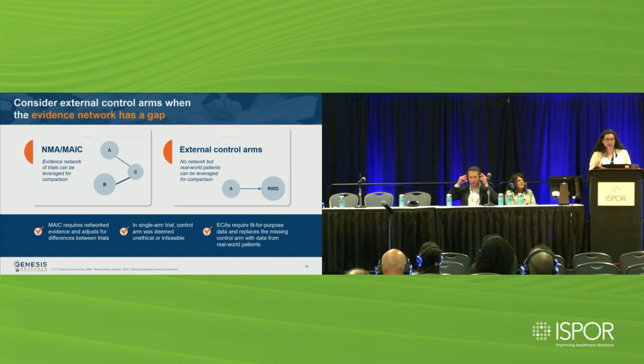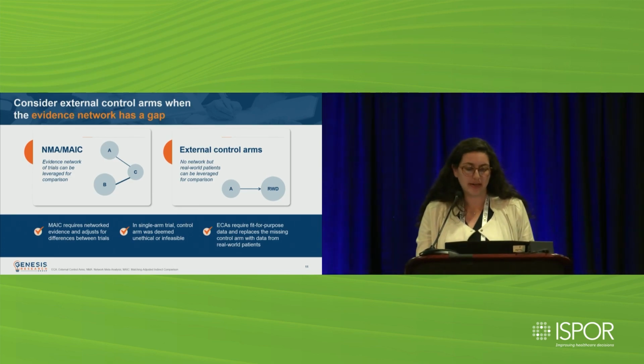As we've heard from Craig, both NMA and MAIC require a connected network of existing randomized control trials. When that evidence network has a gap, that's where external control arms, or ECAs, come into play. Unlike MAIC, which will use patient characteristics to adjust for differences between trials, an ECA aims to replace a missing control arm entirely, using data from real-world patients. This is particularly relevant in a single-arm trial where an RCT may have been deemed unethical or infeasible.